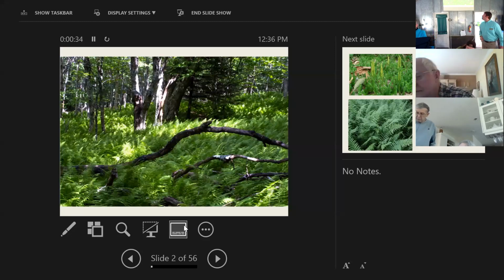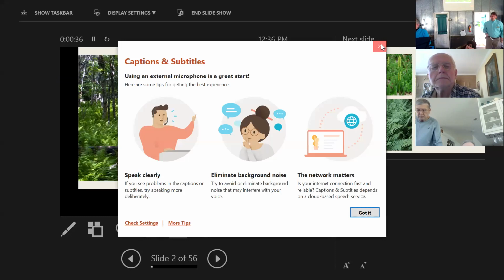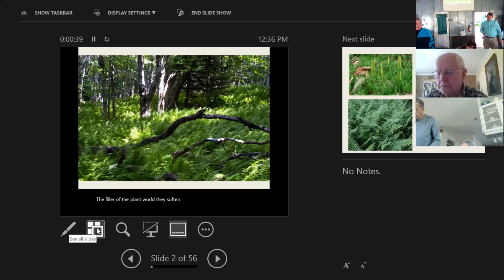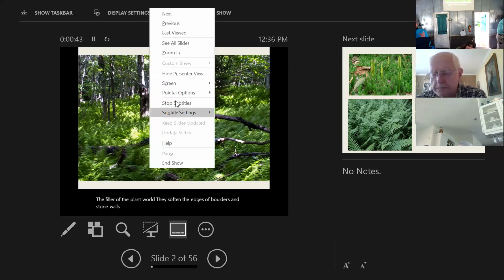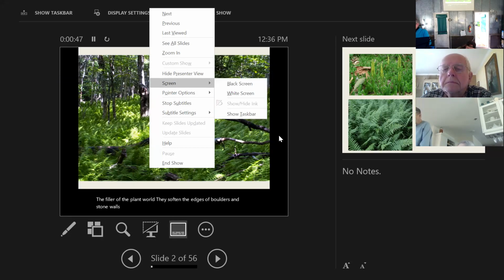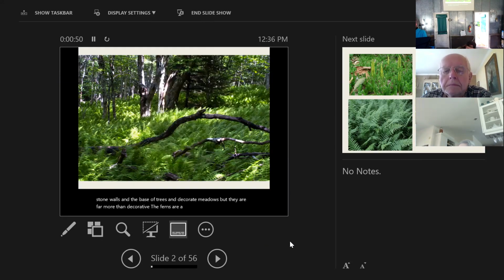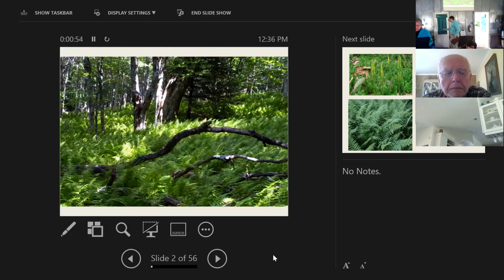I think of ferns as kind of the filler of the plant world. They soften the edges of boulders and stone walls and the base of trees and decorate meadows. But they are far more than decorative. Ferns are a fascinating and tough group of plants with a history that goes back some 400 million years.